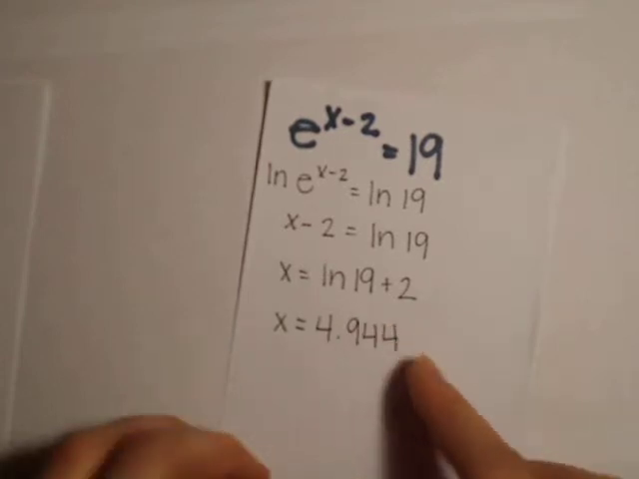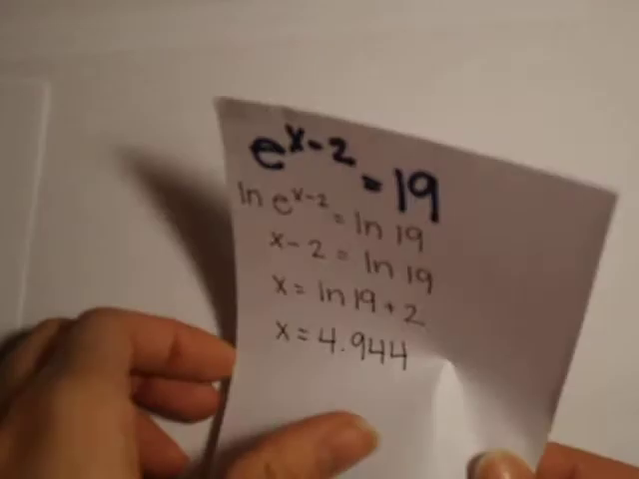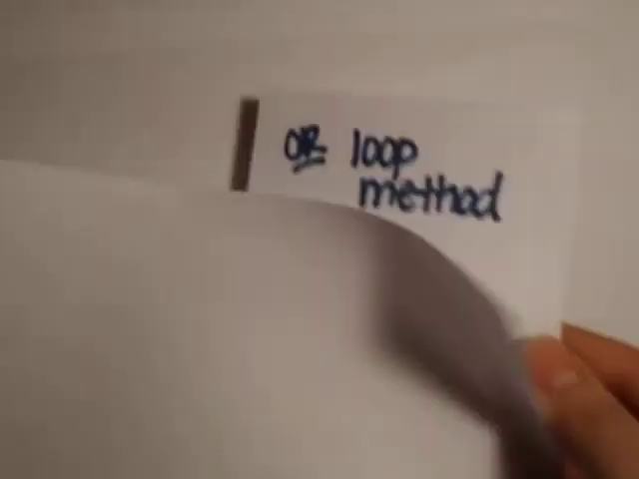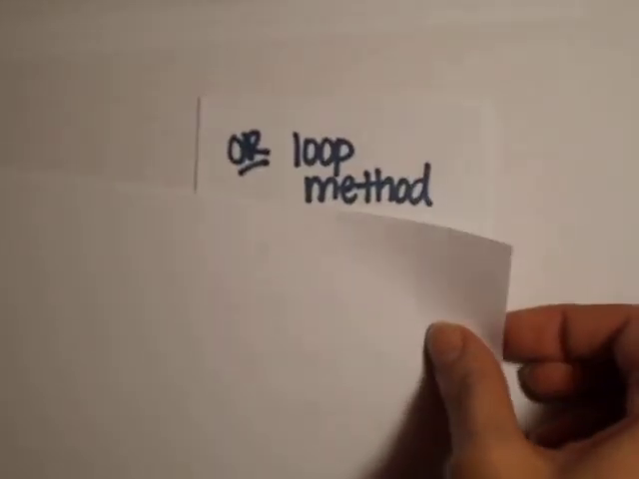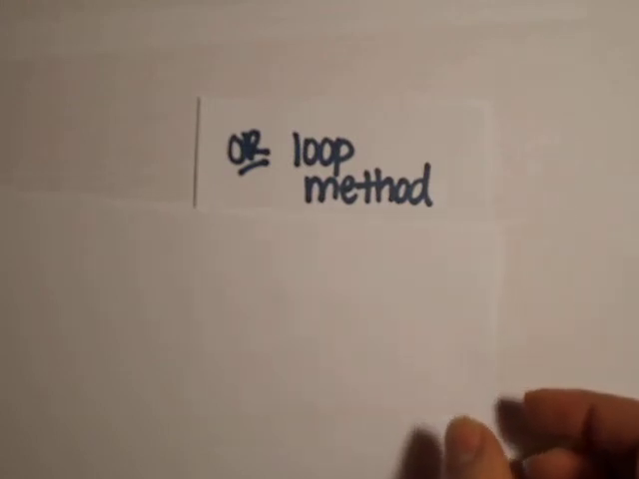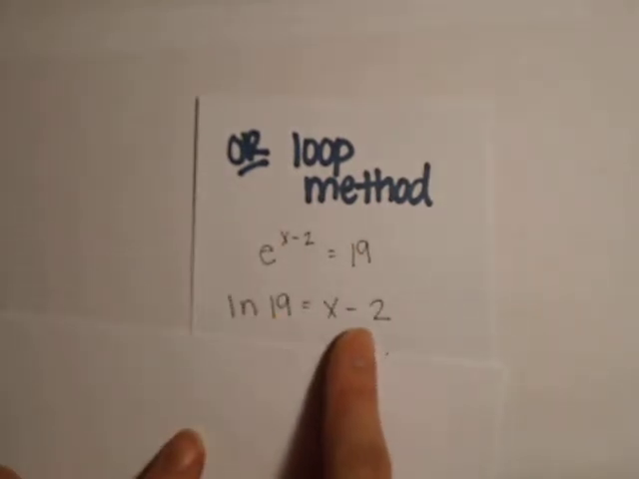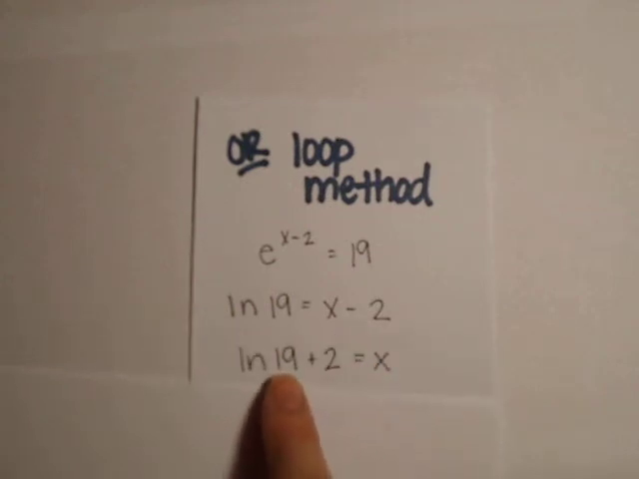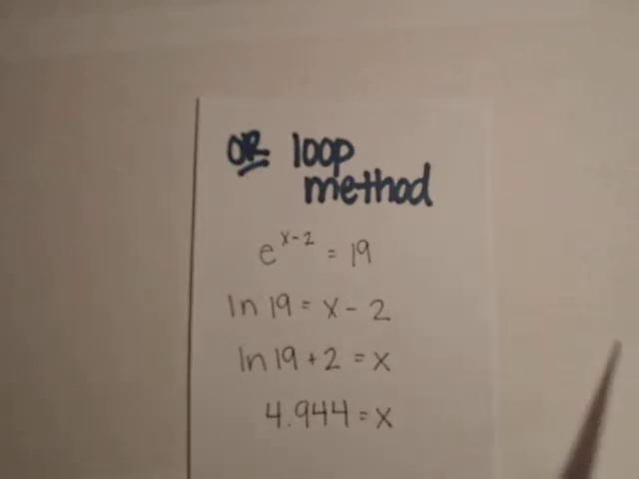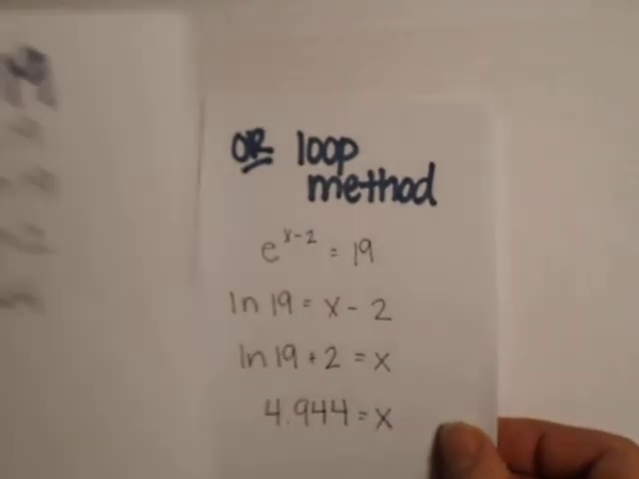our calculator. Another way to do the same problem is by the loop method. With the loop method, we draw our loop and we'll be left with the natural log of 19 equals x minus 2. From here we can add 2 to each side, and again you can see we get the same answer as before, 4.944.